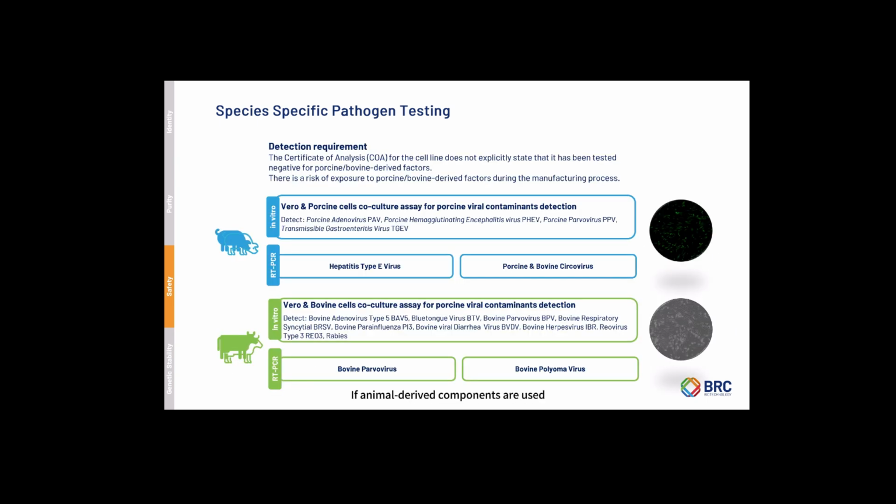If animal-derived components are used in the manufacturing process, it is also necessary to test for bovine and porcine virus. We use 2 methods. One employs the viral indicator cell method combined with ELISA to detect specific bovine and porcine virus. For viruses that cannot be detected by the indicator cell method, we have developed a qPCR-based method for porcine and bovine circovirus and hepatitis type E virus.